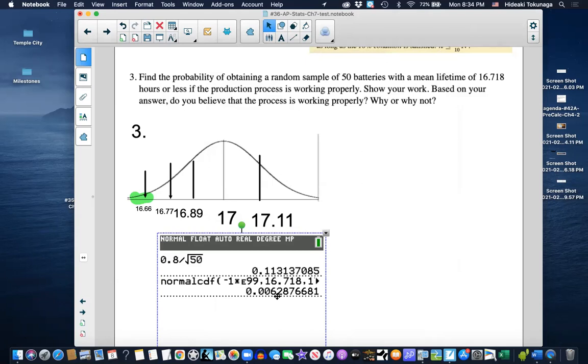So there is less than 1% chance that a random sample of 50 batteries would have a mean lifetime of at most 16.718 hours if the process is working correctly, right? So this is so small, so it isn't plausible that the process is working correctly. Okay, so you can conclude that.